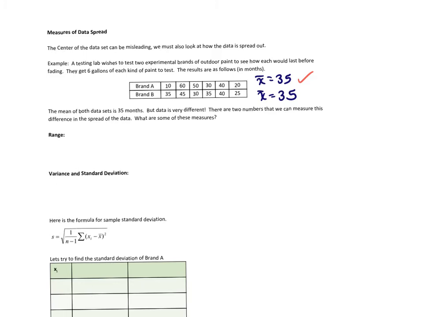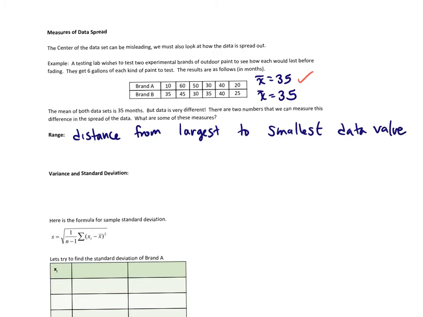So the first one you use is what's called the range. And the range is just really going to be the distance from the largest to the smallest data value. The problem with this is it only takes into consideration that big number and that small number. Everything else in between kind of gets ignored. Similar problem with the median. The median only looks at the middle. It doesn't look at the bottom and the top.